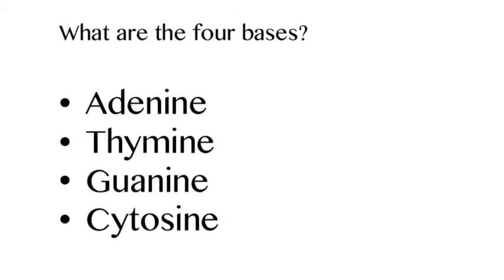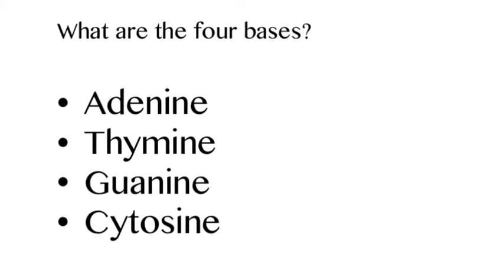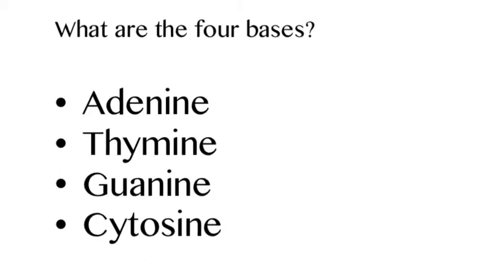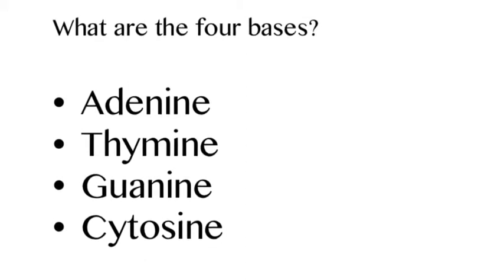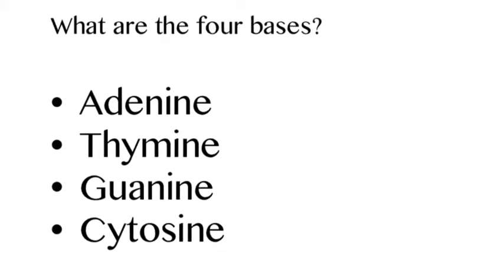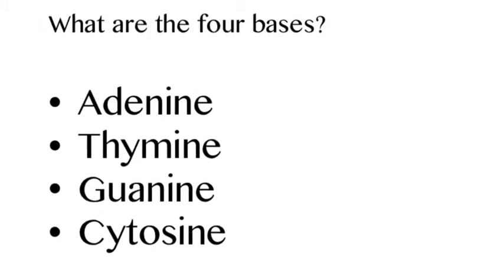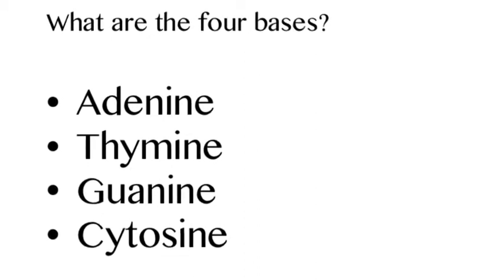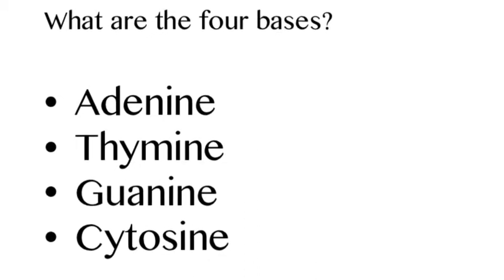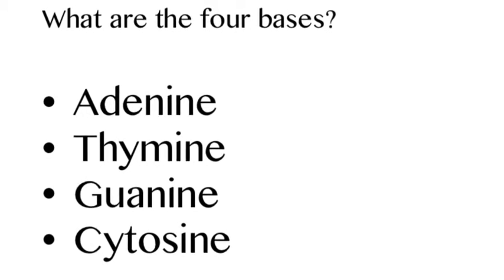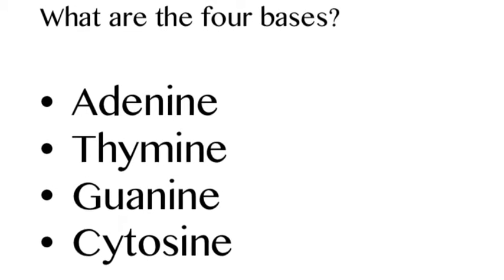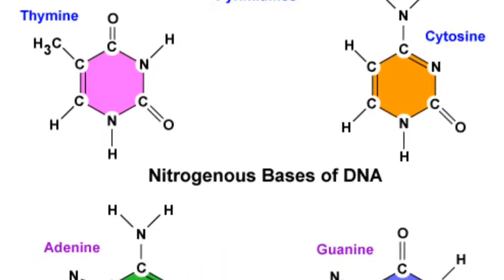So what are the actual bases? Well, there's only four. And this is why people didn't think DNA was the big molecule, because there's only four, and it's just their order that makes all the difference. The first one's adenine, which we usually just say A. Thymine, T. Guanine, G. And cytosine, C. So when you see those letters, they represent these words, and I want you to know those words.